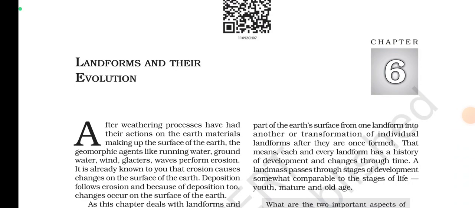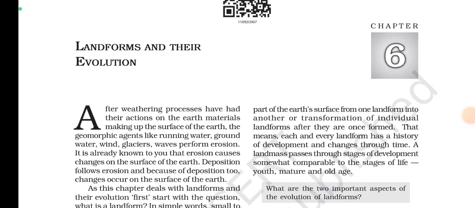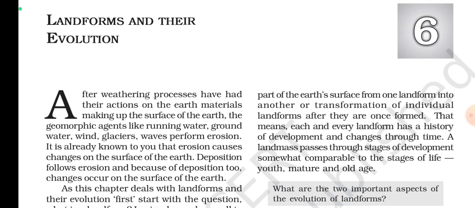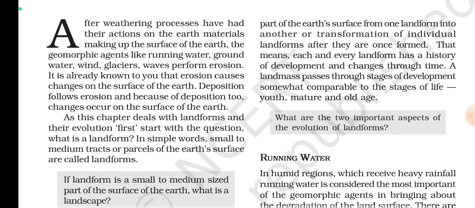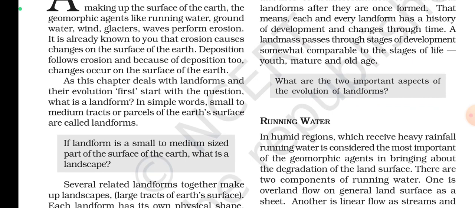Okay friends, welcome back. So let's start chapter 6, that is landforms and their evolution. After weathering processes have had their actions on the earth materials making up the surface of the earth, the geomorphic agents like running water, groundwater, wind, glaciers, waves perform erosion. It is already known to you that erosion causes changes on the surface of the earth. Deposition follows erosion, and because of deposition, too, changes occur on the surface of the earth.